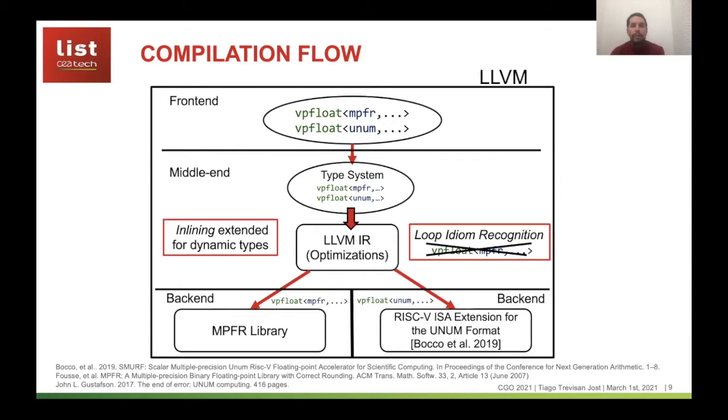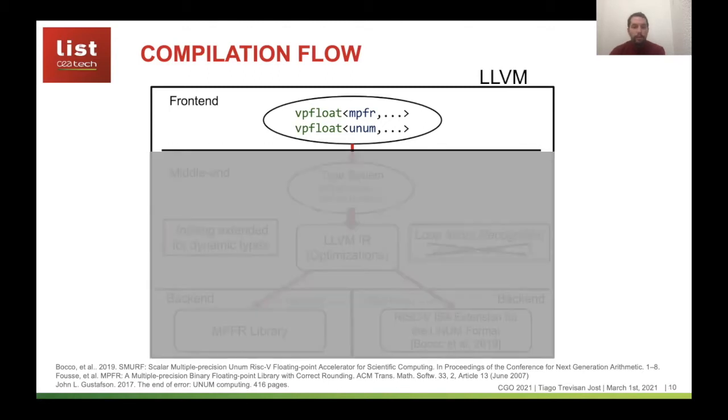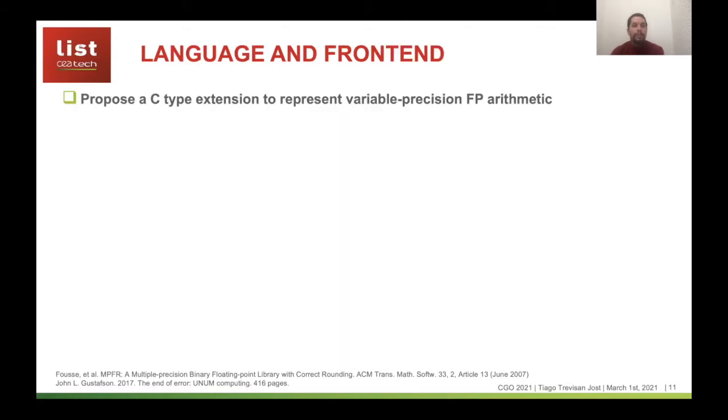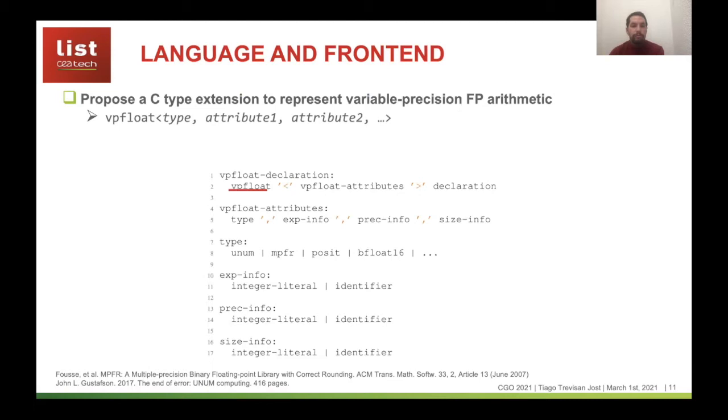The compiler flow that we actually follow is through LLVM. So I'm going to show you exactly what needed to be done in each one of these phases of the compiler. Starting from the front end, we propose a C-type extension to represent variable precision arithmetic. We do that by providing support for the vpfloat keyword, which requires us to specify a series of attributes. One of them is the type, which tells us which representation you're going to use, and then exponent information, precision information, and size information.